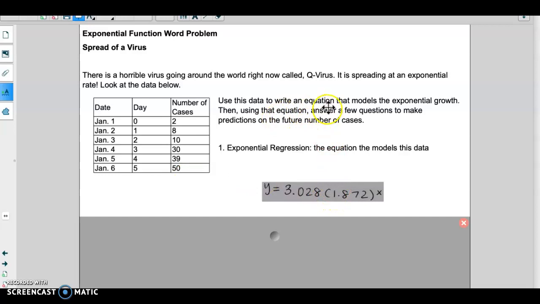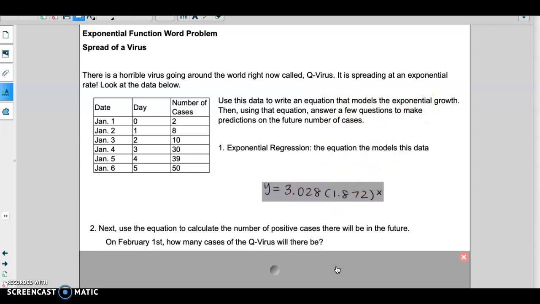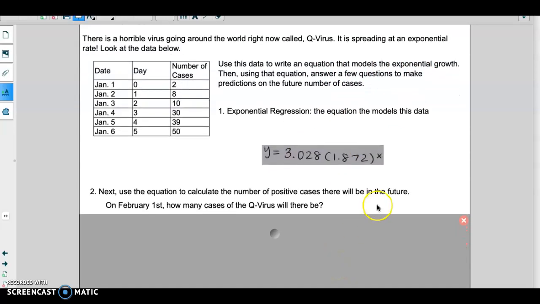Okay, so we're going to use this equation to now answer a few questions. Our first question says, next, use this equation to calculate the number of positive cases there will be in the future. Specifically, they want us to take a look at February 1st. On February 1st, how many cases of the Q virus will there be? So let's go ahead, and I have to figure out the day, right? So I can think about, okay, January, let's see, January 31st.